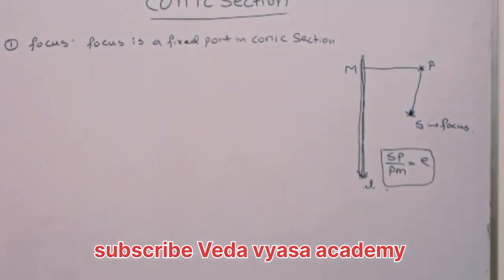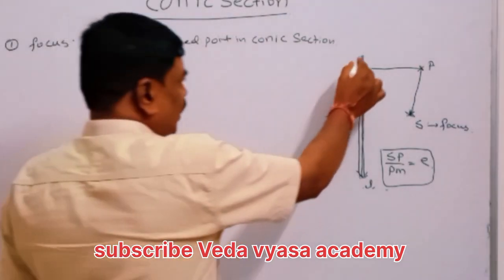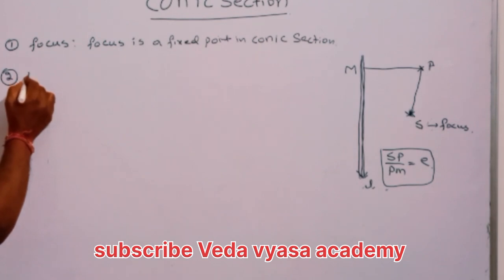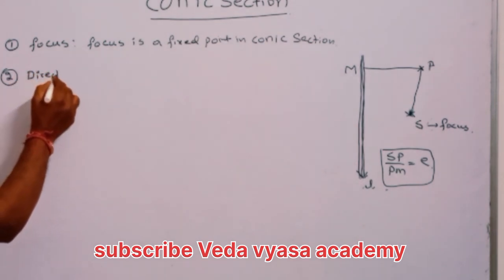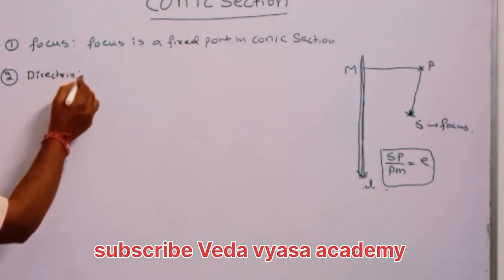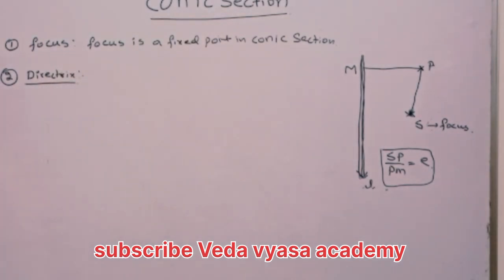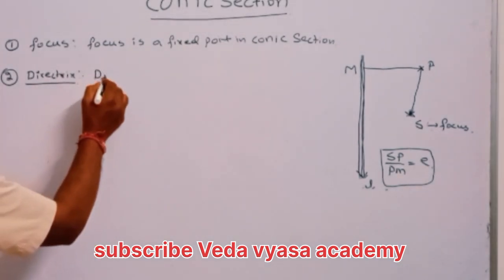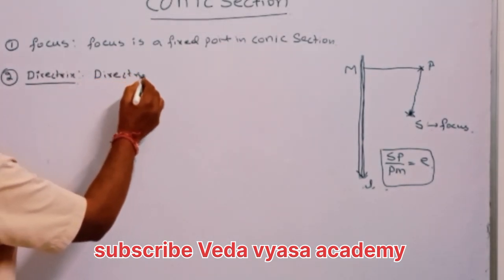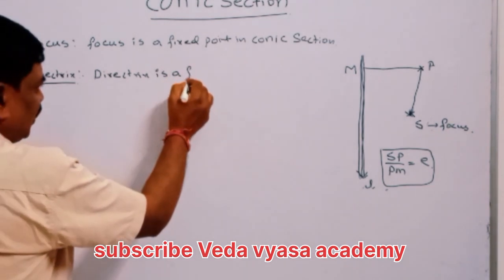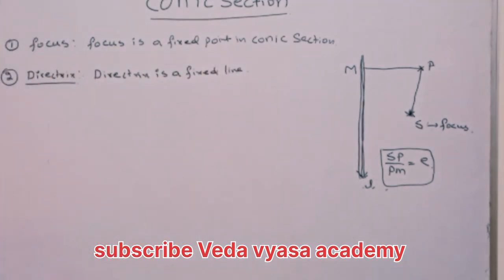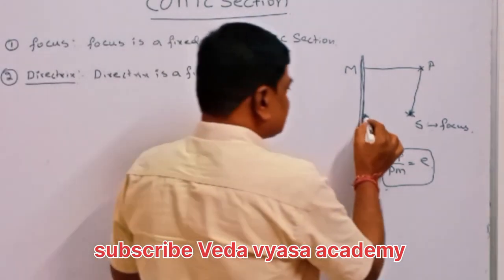Okay, all of you. Another one is this line L. Line L is a fixed line. This line is the directrix. This directrix is a fixed line.